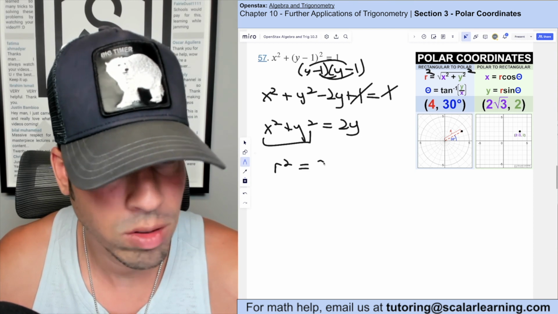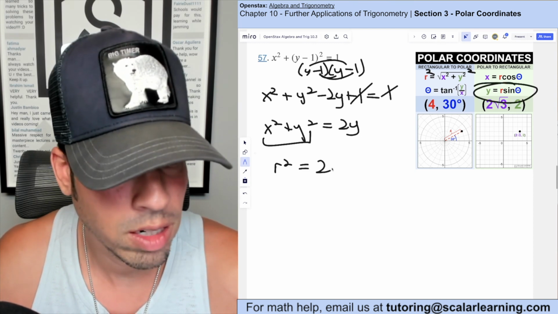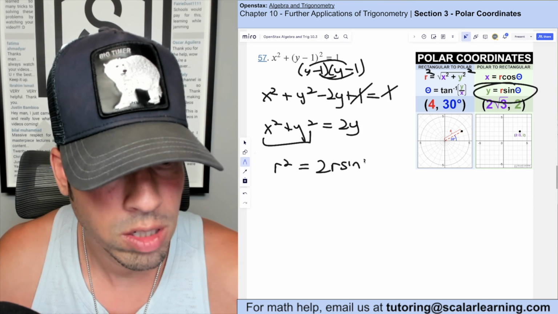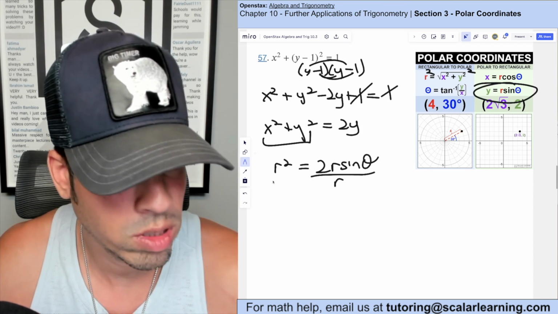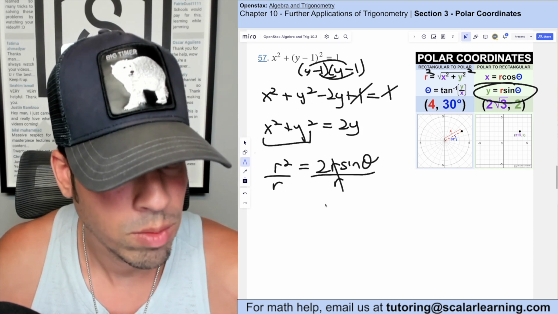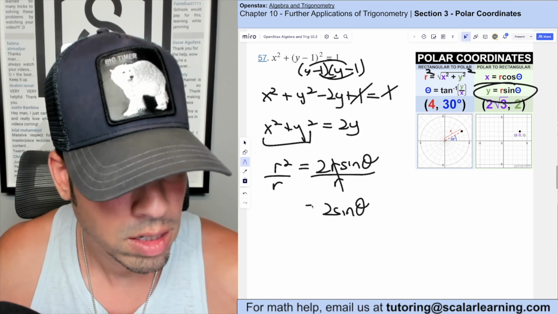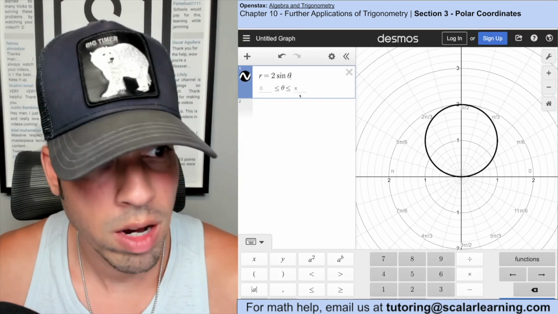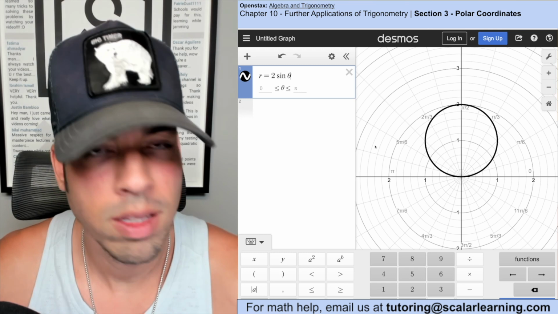And then I can replace the y with r sine theta. So I got 2 times r sine theta. Last step, we're going to divide both sides by r like so. And then we got 2 sine theta is equal to r. And that's what the graph looks like on the polar coordinate grid. That's how you do it.